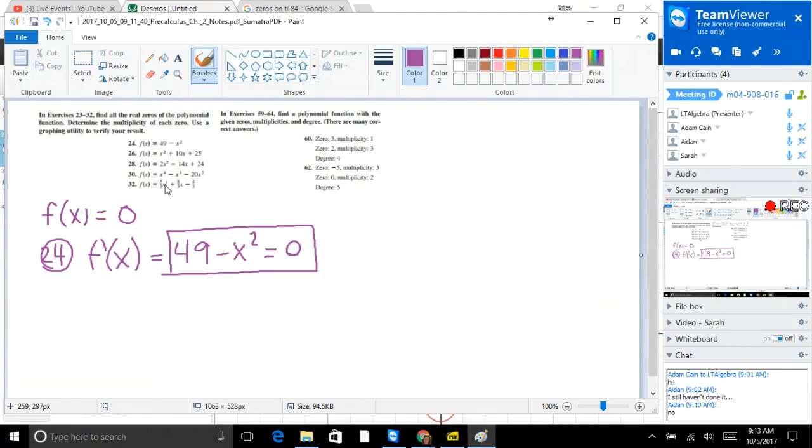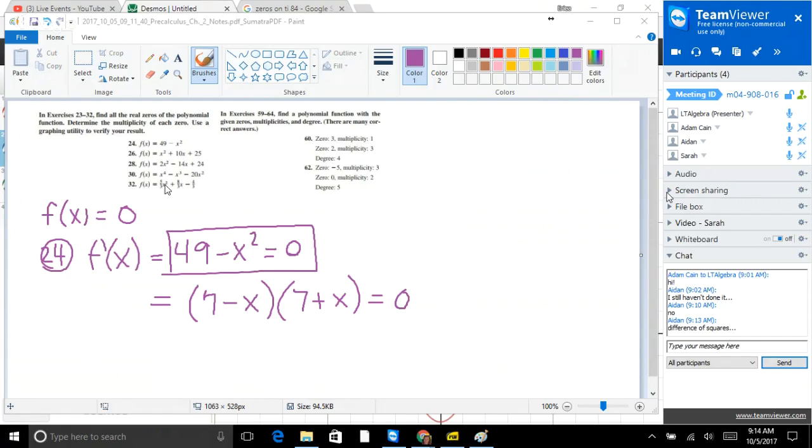Okay, so this particular 49 minus x squared should be a pretty easy one to factor, right? This is a difference of two squares. So we could factor this as 7 minus x times 7 plus x equals 0. So I didn't change the equation. All I did is factor it, right? Yes.